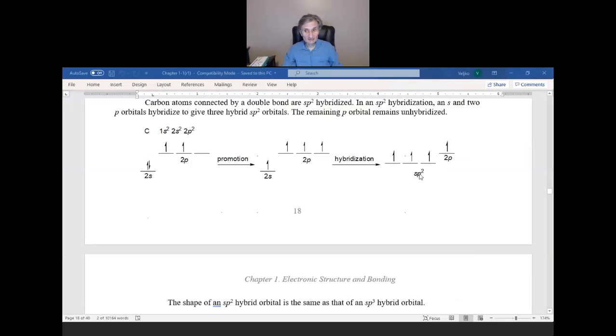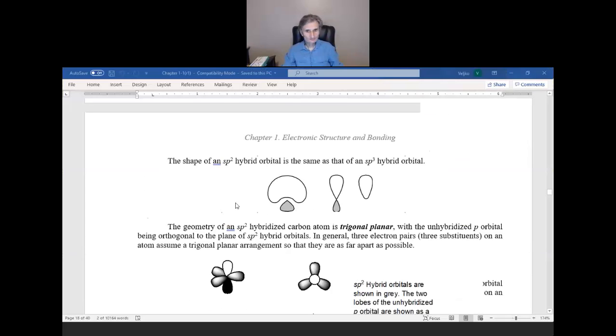Numbers in superscript tell you how many orbitals are hybridized. So 1 is understood because if you list it, there is at least one of them. So it would be like s1p2. That's sp2. Shape you can see is same as sp3 hybrid orbital. I shaded them differently just to show you that shading is arbitrary. We can shade these lobes whichever we want, dark and light, any way we want.